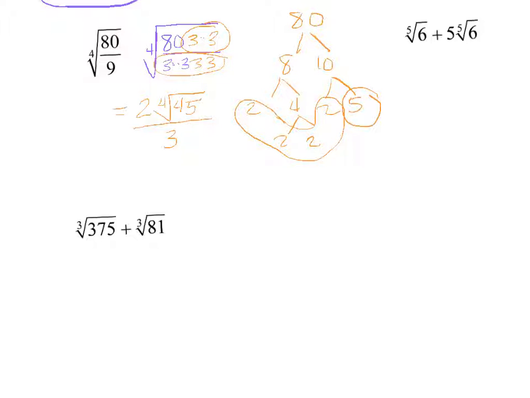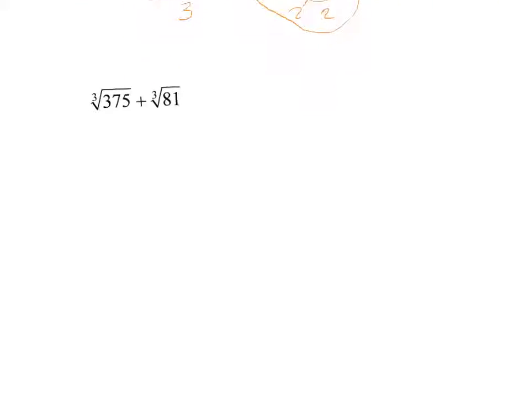This next one's a little bit easier. The fifth root of 6 plus 5 fifth roots of 6. That's going to be 6 of them because they're the same root in there. And then this, oh boy, this 375 and the 81. Let's split them both up.